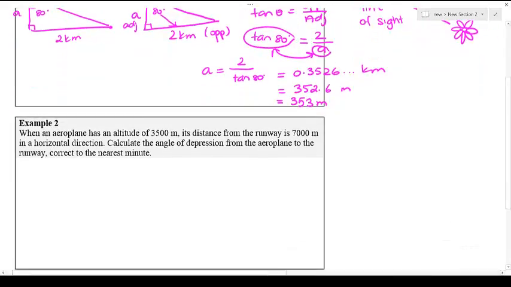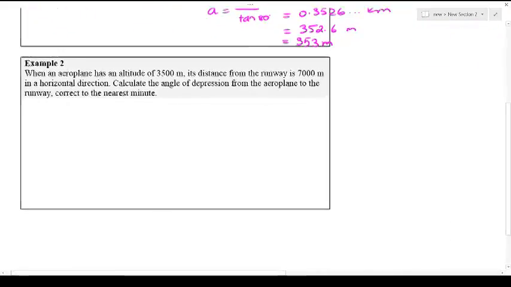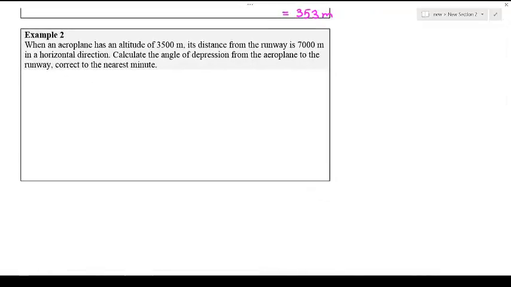So scrolling down to the next question. Our next angle of depression question is, when an aeroplane has an altitude of 3,500 meters, its distance from the runway is 7,000 meters in a horizontal direction. Calculate the angle of depression from the aeroplane to the runway correct to the nearest minute.